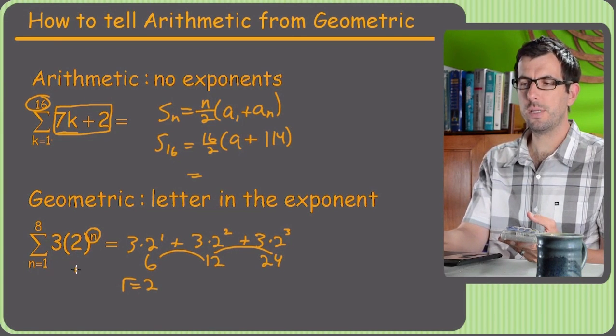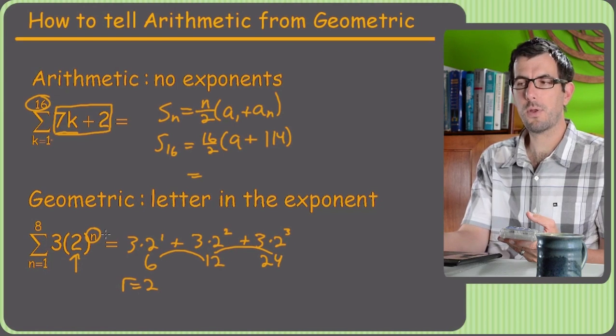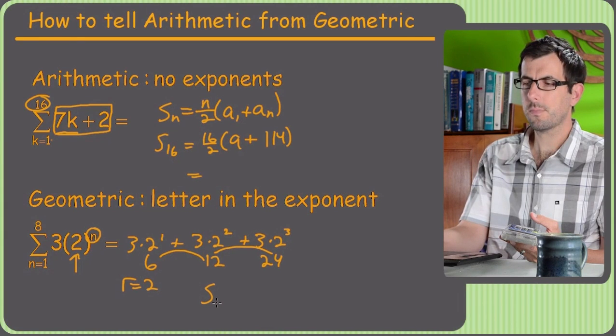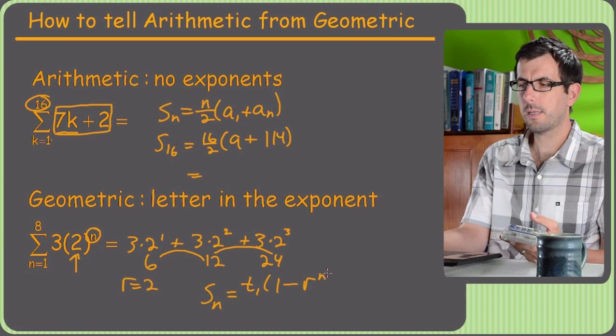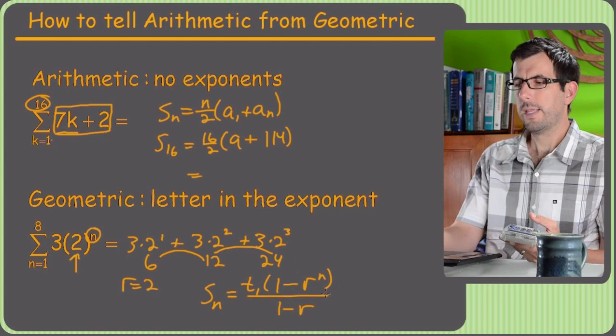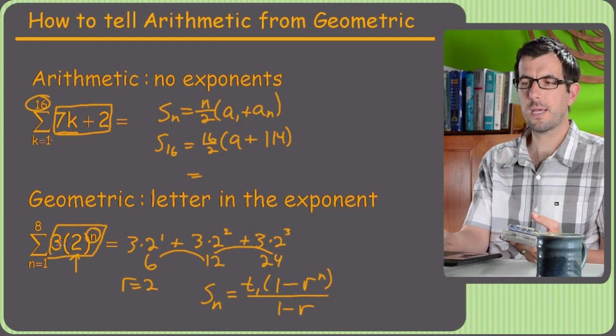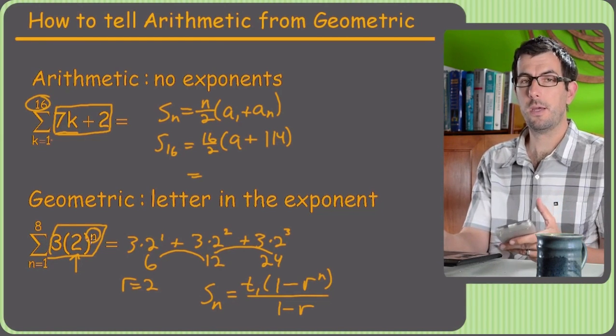So that means my r equals 2. And once again, not a coincidence that 2 is the thing being raised to an exponent. But what that means is I can just use my sum equation for geometric sequences, which is S sub n equals t sub 1 times 1 minus r to the n over 1 minus r. Now I'm not going to go through this again, but check it out. This is once again the explicit formula.